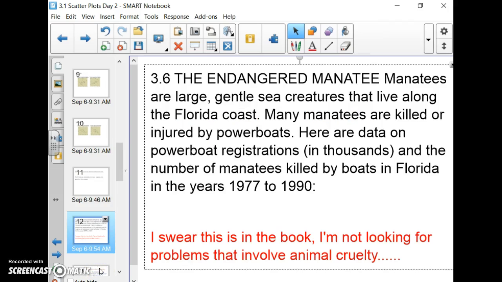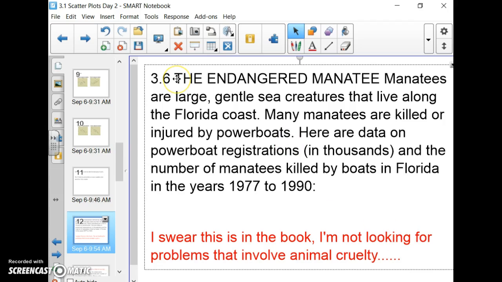Now, here's our first example, and I have to read this part here first. I swear this is in the book. I'm not looking for problems that involve animal cruelty. It just so happens that that's the problems that I've been finding. There's a lot of weird stuff in our book.